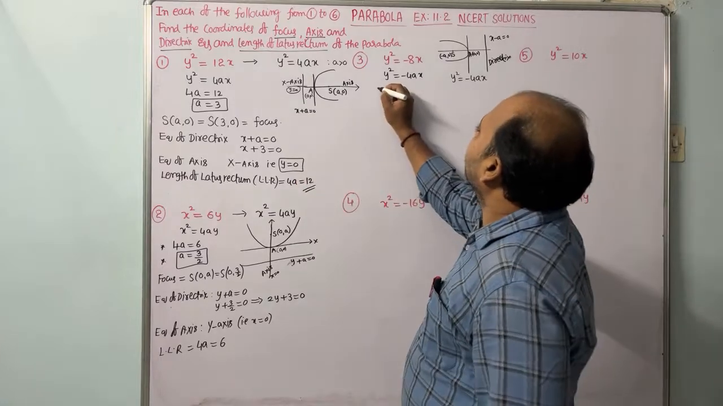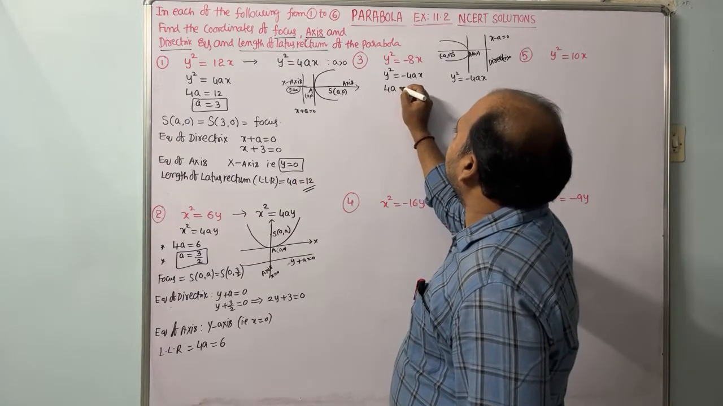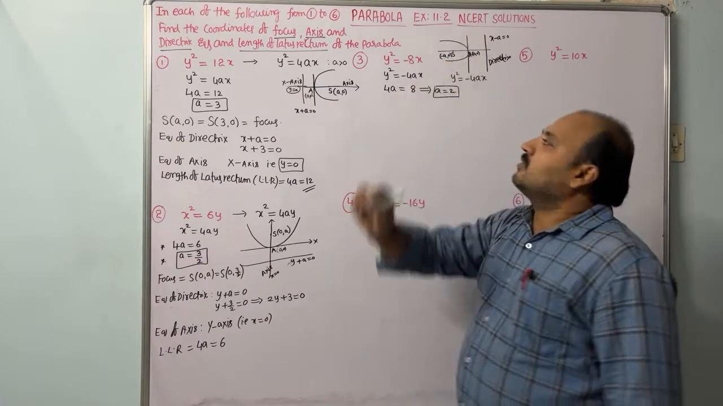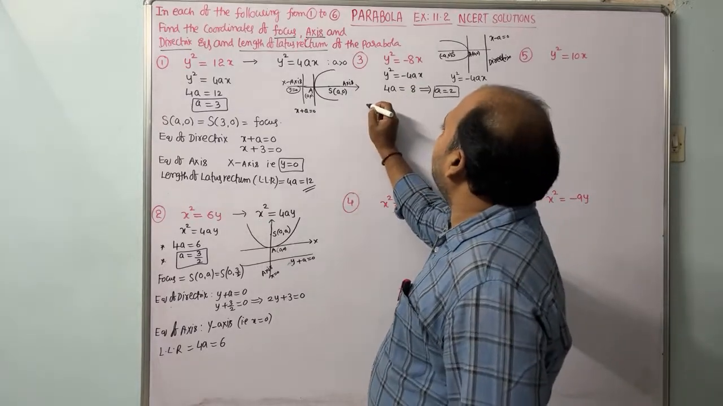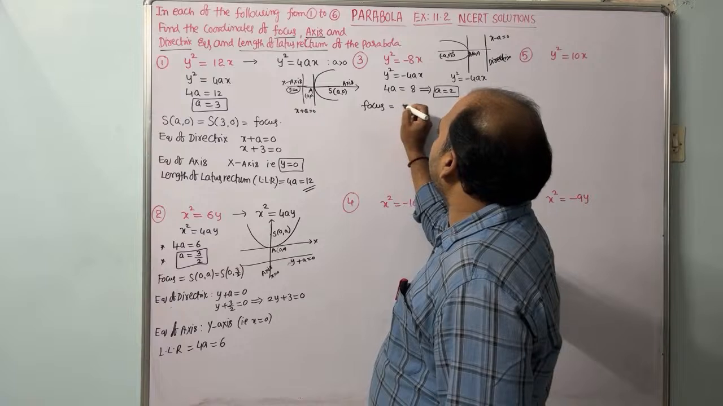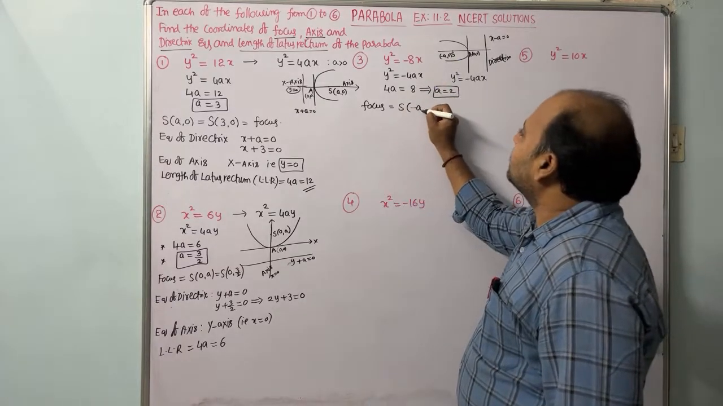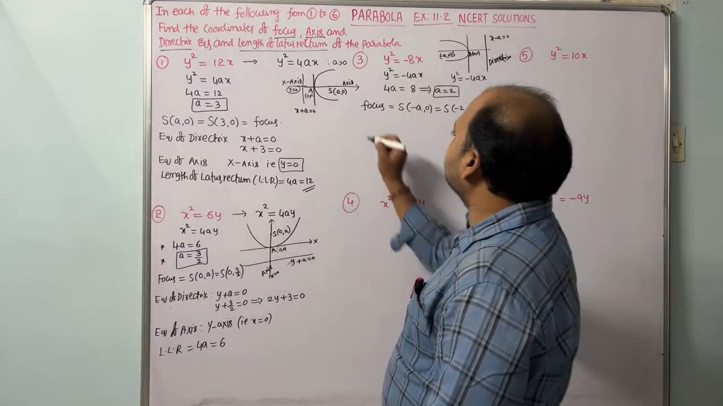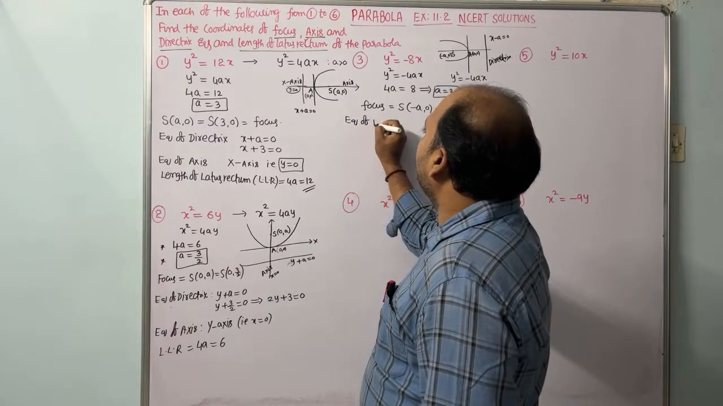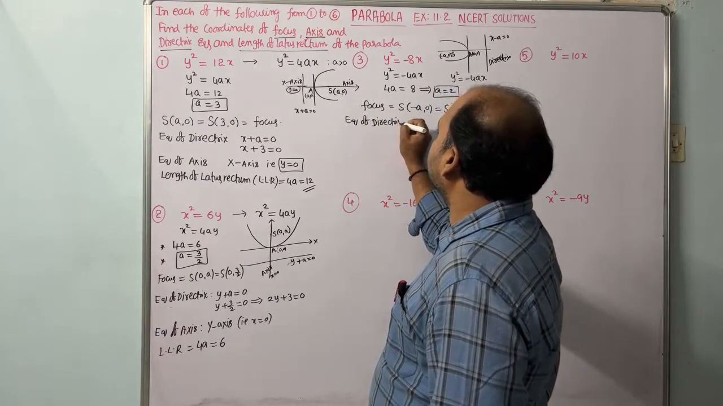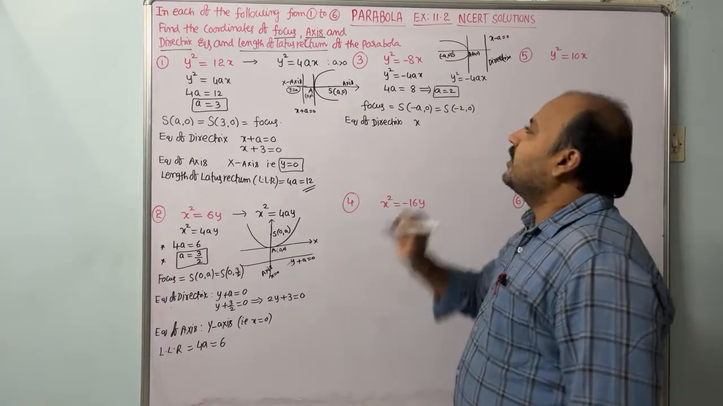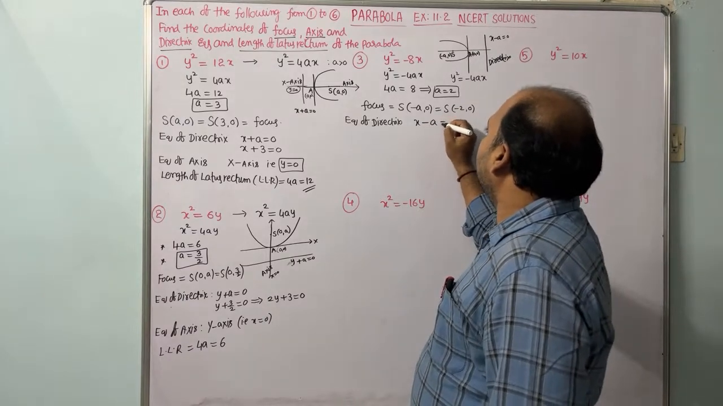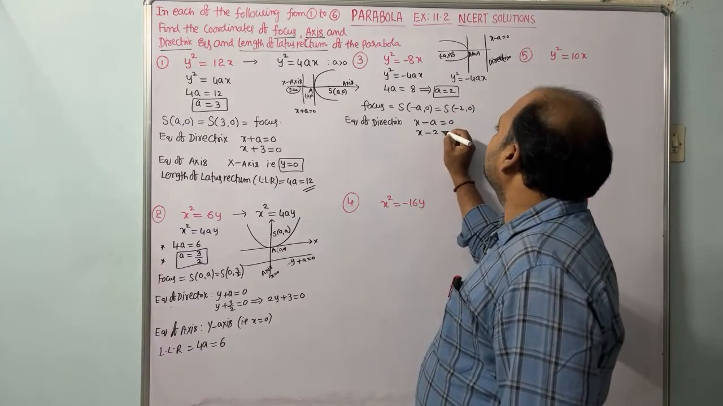What comes here? Minus minus cancel, 4a is equal to 8. So a is equal to 2 will come, dear students. 4 ones are 4, 4 twos are 8. So first, focus. Focus equal to S of minus a comma 0. So it is equal to S of minus 2 comma 0. After focus, equation of directrix. Equation of directrix is what? x minus a equal to 0. So x minus 2 equal to 0.